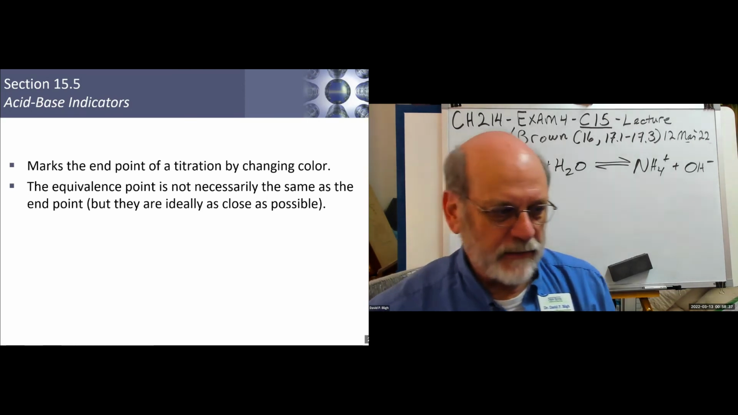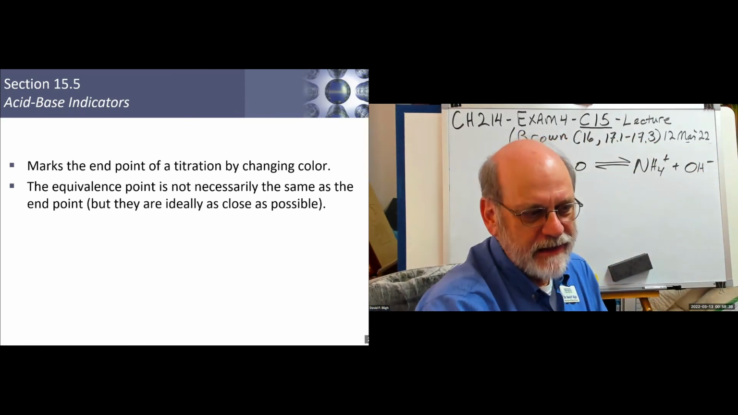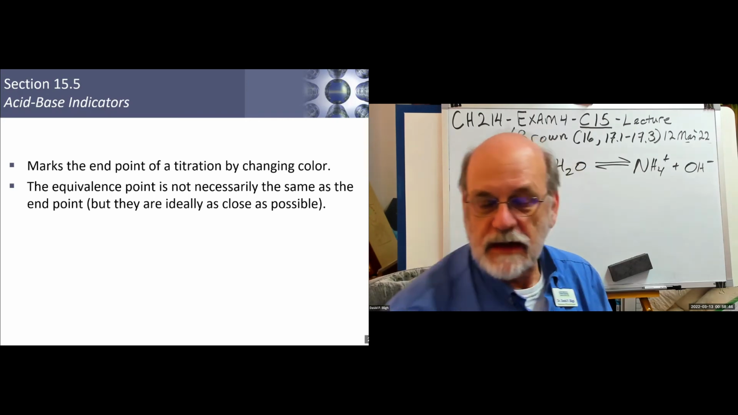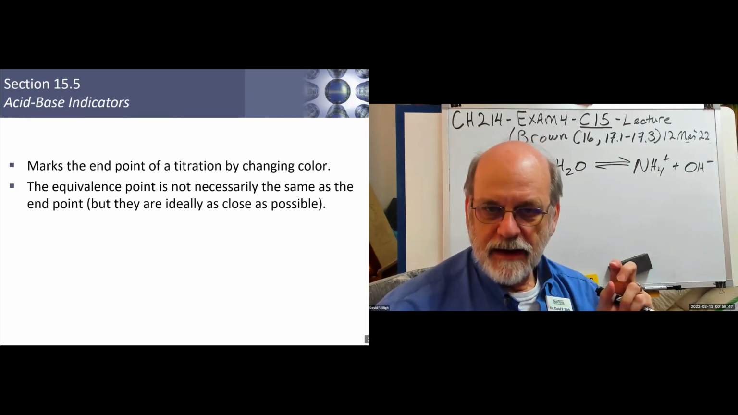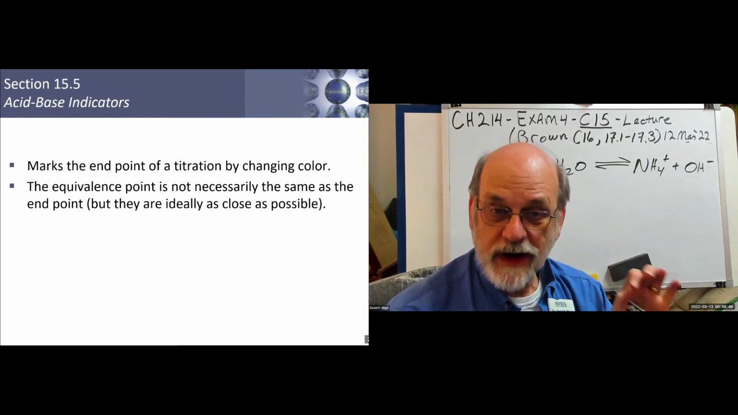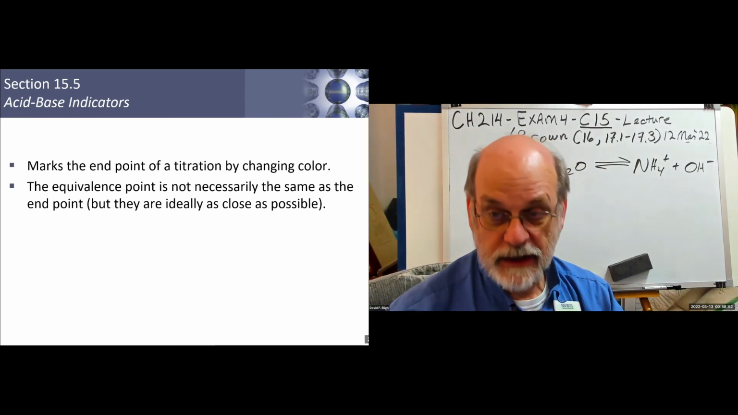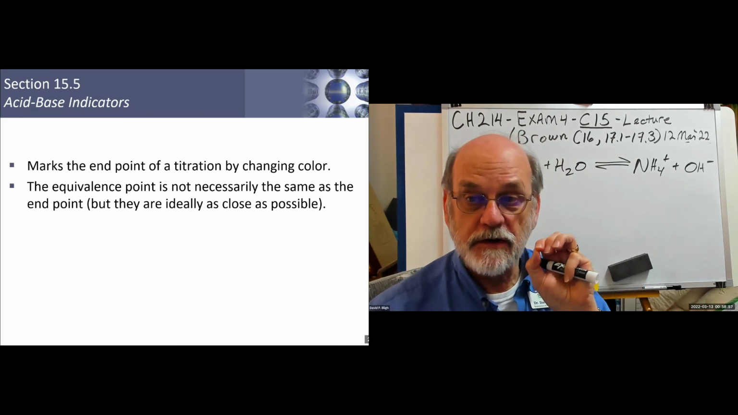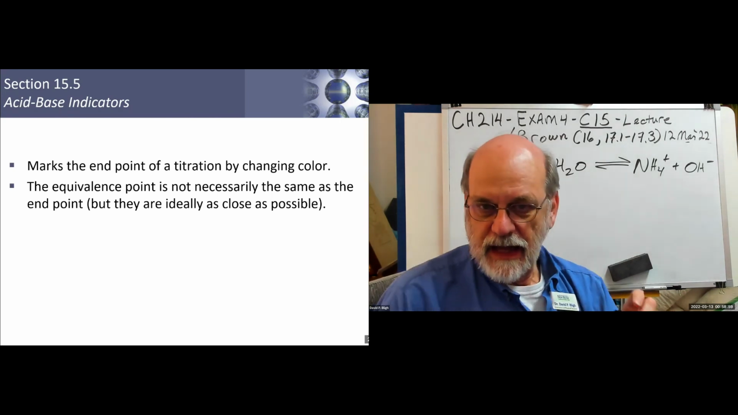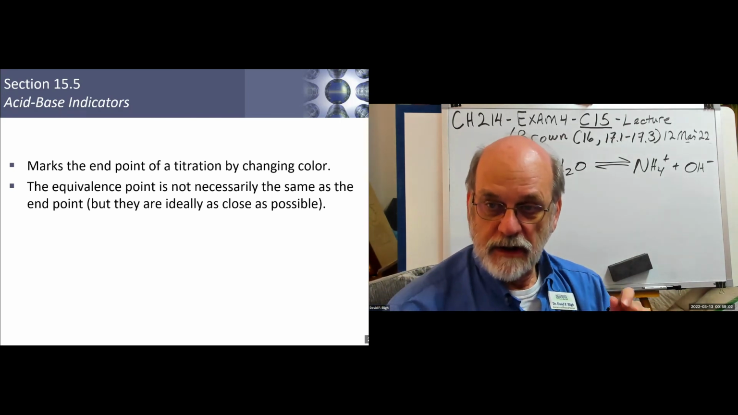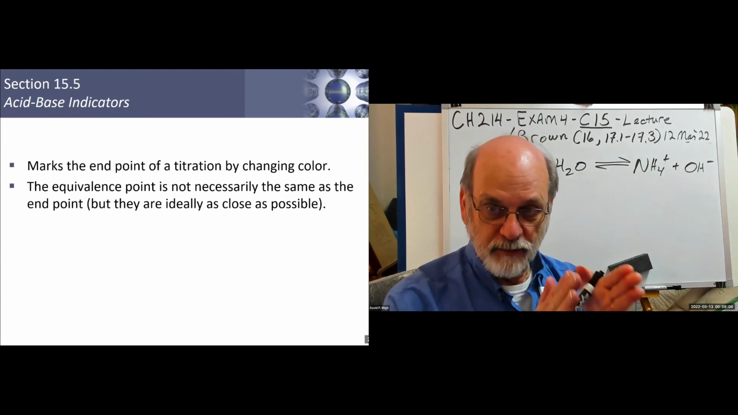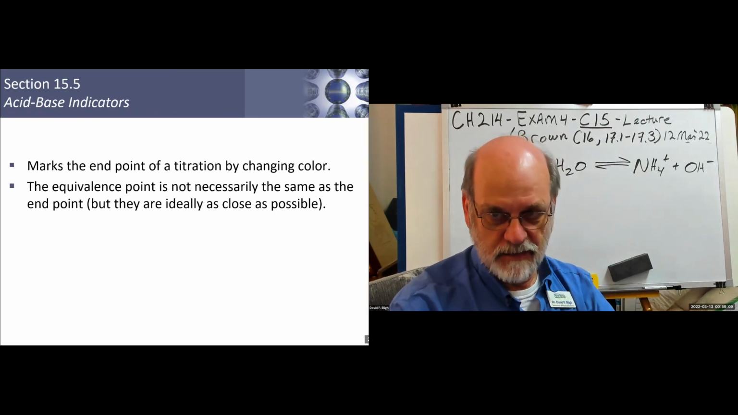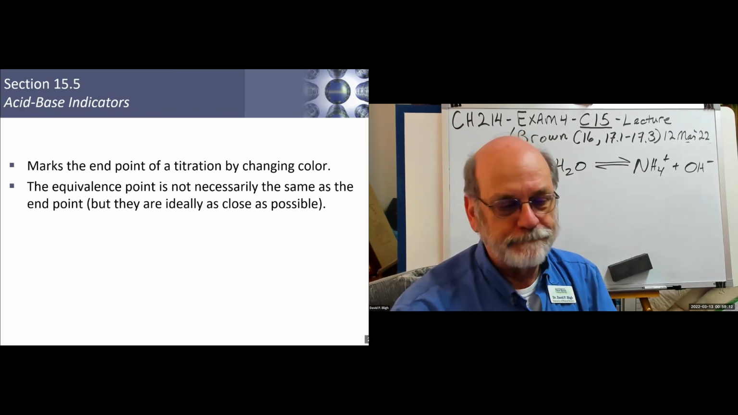All right. So what's an indicator? Well, an indicator for acid-base purposes is usually a weak acid. Doesn't have to be, it could be a weak base that's added in very, very tiny amounts to your solution. And it undergoes an acid-base reaction of its own in parallel with the acid-base reaction that you are conducting for your experiment.